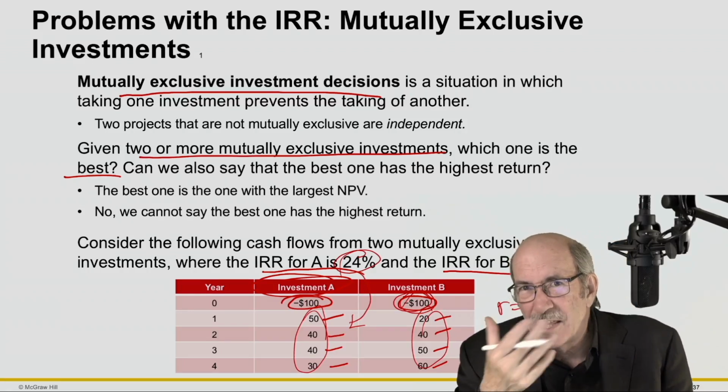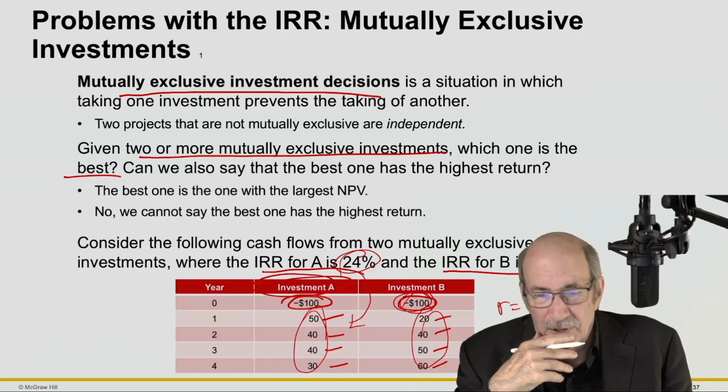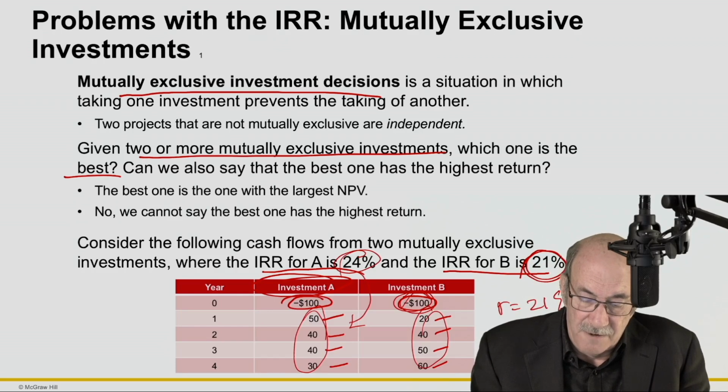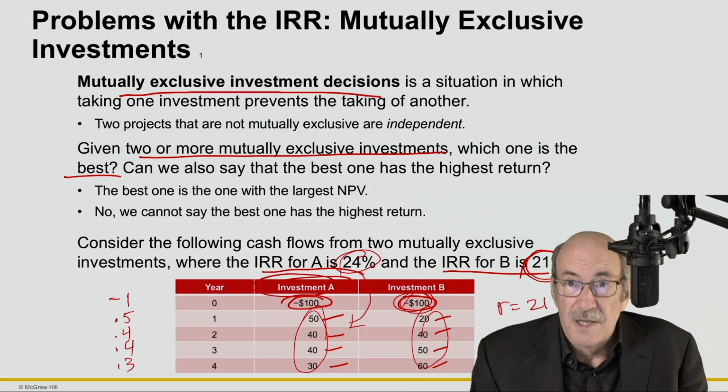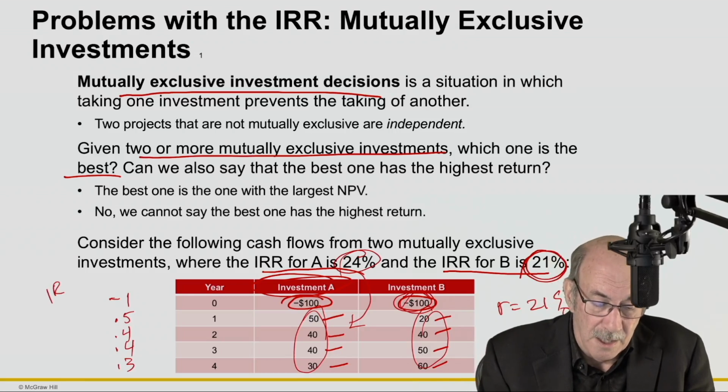So do we always take the highest internal rate of return? Well, what if this same project, instead of being $100 of cash outflow, let's say it was just $1. And then we had 50 cents, we had 40 cents, and we had 40 cents, and we had 30 cents. That actually is going to produce the same IRR of 24%.